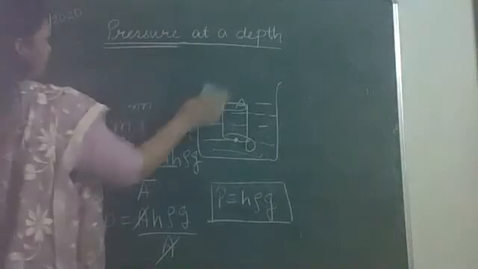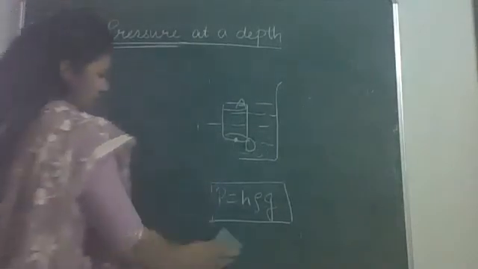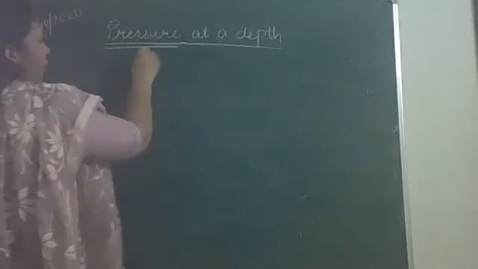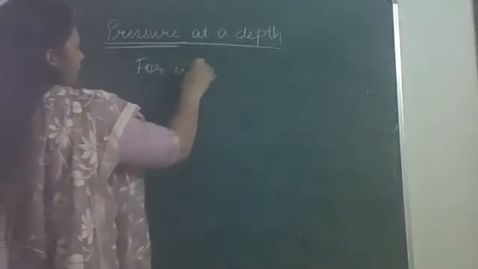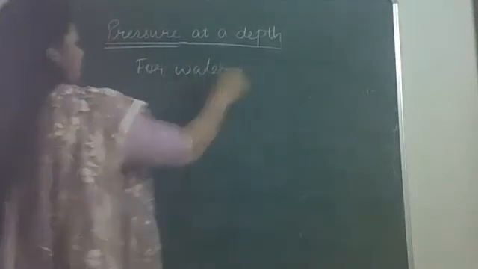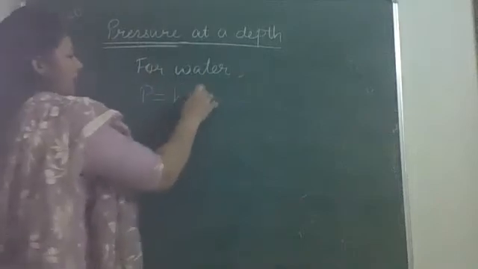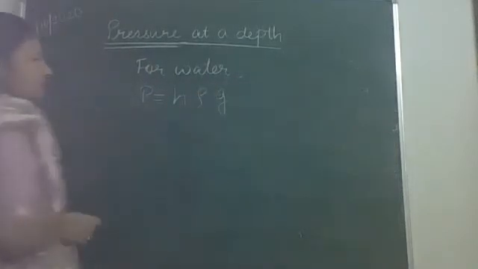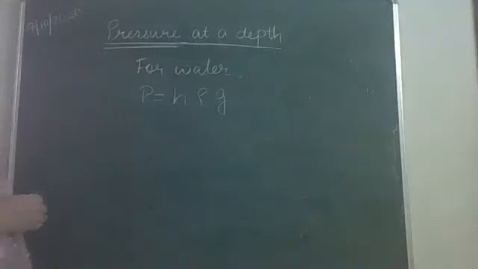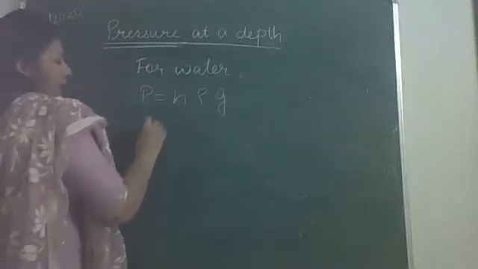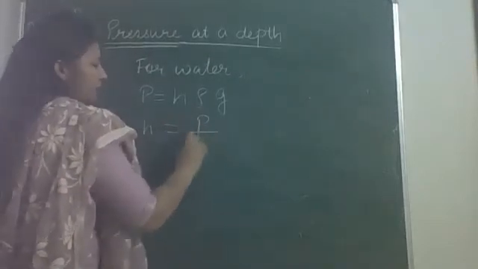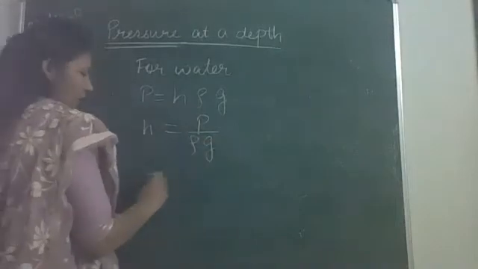So you can write for the time being, why water is not used in barometers. Why water barometers are not feasible, you can say. So for water, let us calculate the height of the water barometer. Okay, P is equal to H rho G. Height of the water barometer will be P upon rho G.